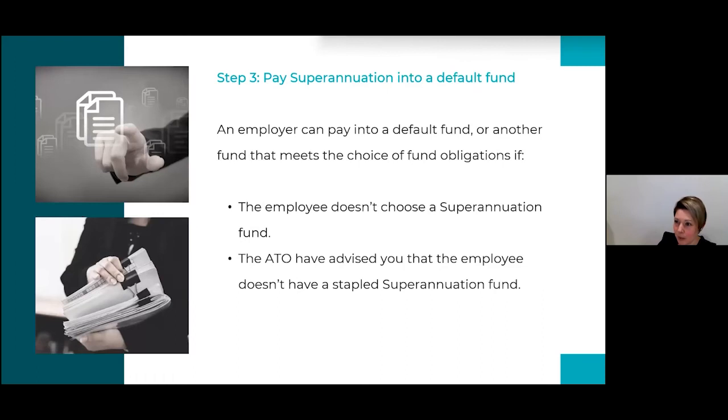Step 3 is to pay the superannuation into a default fund. So an employer can pay into a default fund or another fund that meets the choice of obligations if, and it has to cover both of these 2 points: the employee doesn't choose a superannuation fund and the ATO have advised you that the employee doesn't have a stapled superannuation fund.